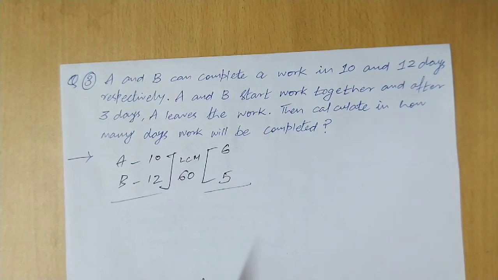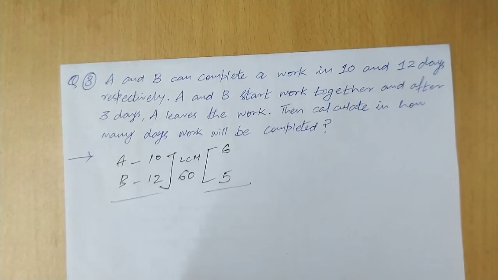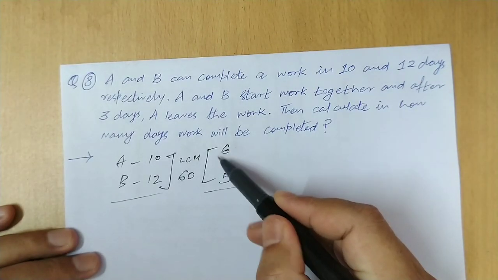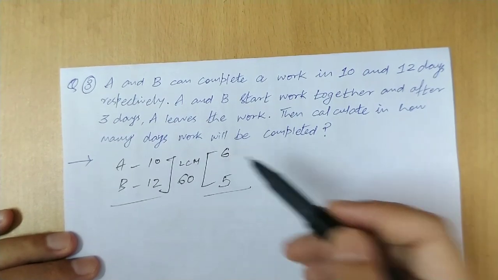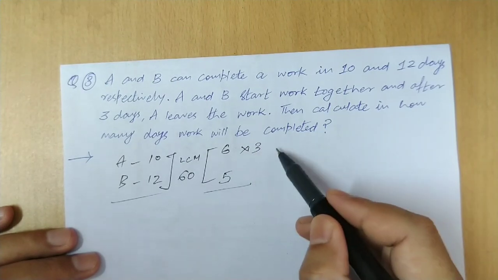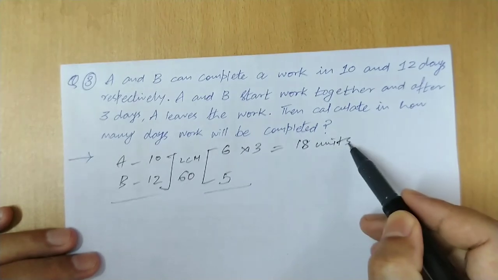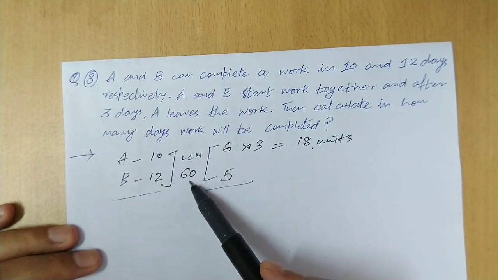Now in this question, A and B start work together, and after 3 days A leaves the work. That means A works for only 3 days. So if we see, 6 is the efficiency of A, that means if he works alone, he can complete 6 units of work in a day. So if A works for 3 days, he will be able to complete 18 units of work. So 18 is completed by A out of 60.